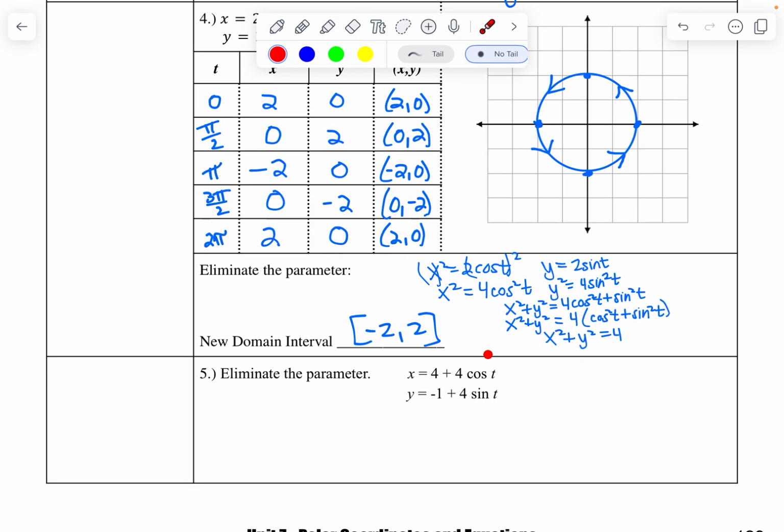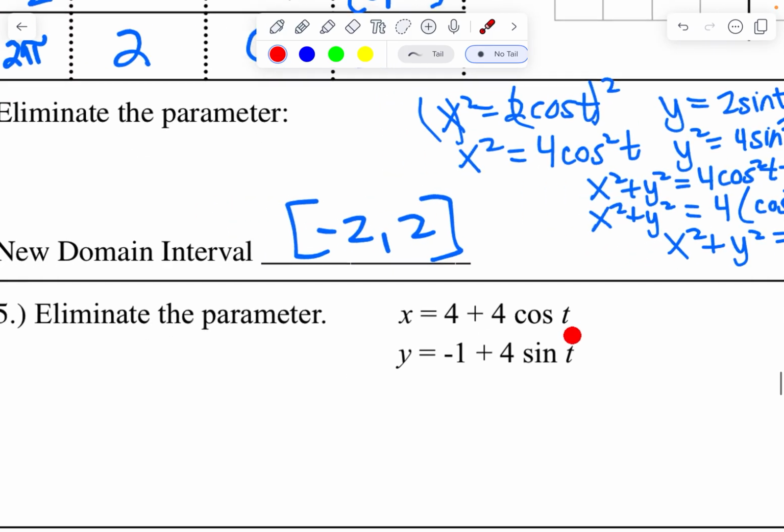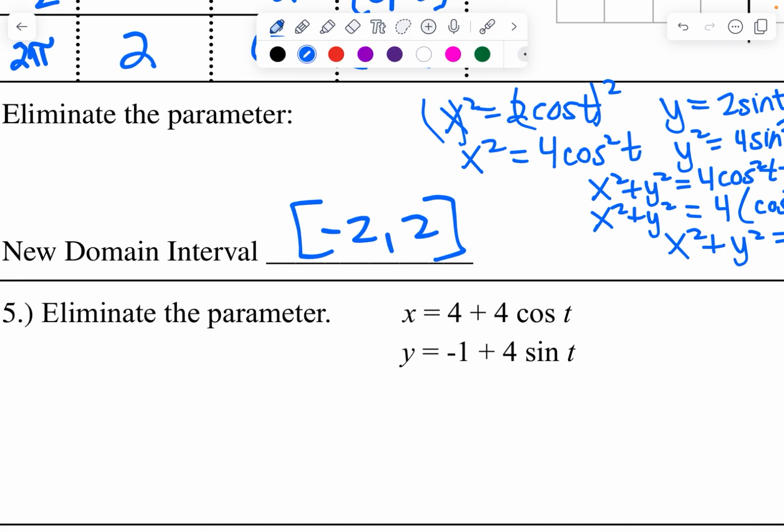All right, one more here. So number 5, we want to eliminate the parameter. Same idea as the last one. As soon as we see this cosine and sine in there, we're going to get the cosine and sine expression by itself. So I do need to subtract the 4 to the other side for the x, and then I'm going to add the 1 to the other side for the y, so that the cosine expression and sine expression are all by themselves.